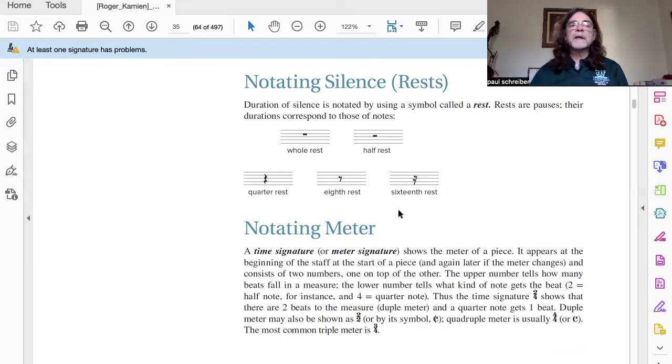Now, I'm not expecting you to know how to read music or any of this. This is just purely informational.